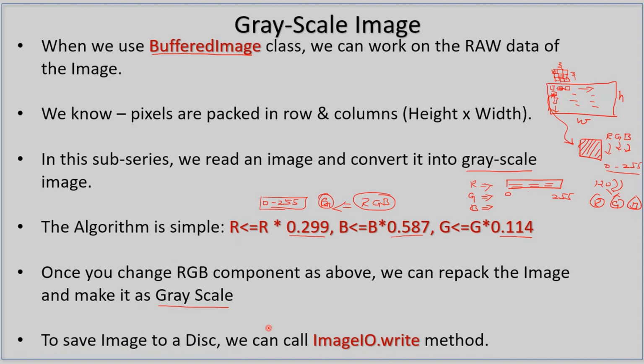Alright, finally, once we have a grayscale image: previously we used ImageIO.read to read the image from the file, and now in this sub-series we will make use of write as well. So we will use both read and write. Read is to display the color image, then we will perform the image manipulation pixel by pixel. After that we will use the write method to put back the image in grayscale format.